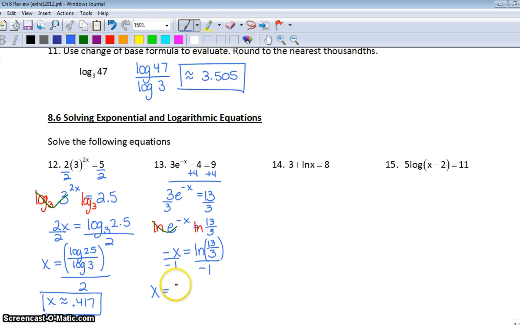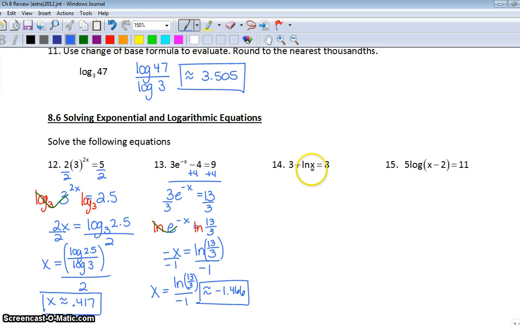X is equal to the natural log of 13 thirds divided by a negative 1, which is about a negative 1.466. Again, check your solution.